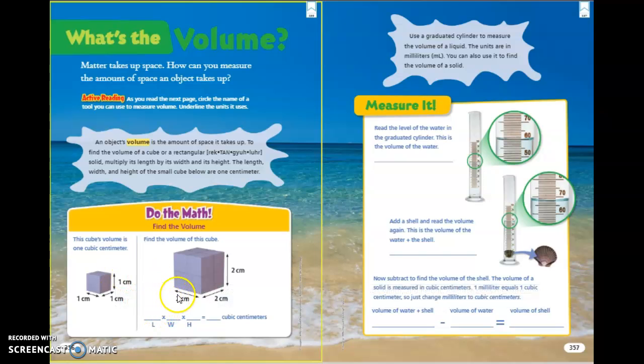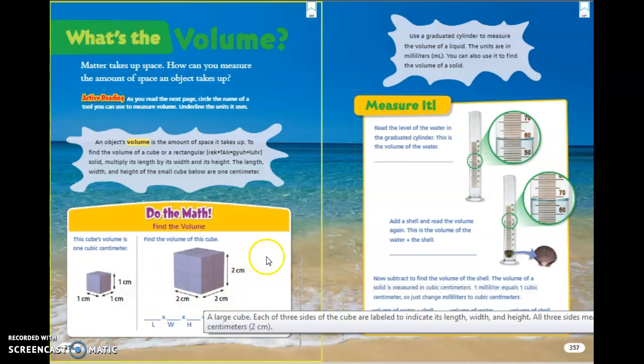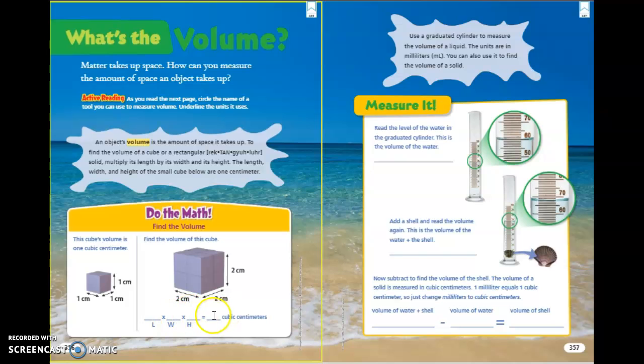What about if we put 2 times 2 times 2? What would the answer be for this one down below? So you want to write 2 for the length, 2 for the width, 2 for the height. What is 2 times 2 times 2? Go ahead and pause the video and try to figure it out. The answer is 8 cubic centimeters because 2 times 2 is 4, and then 4 times 2 is 8. 8 cubic centimeters.